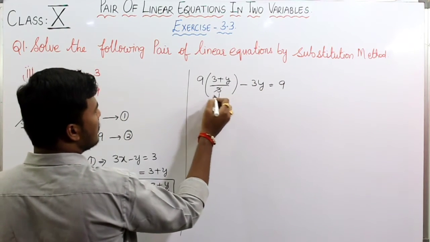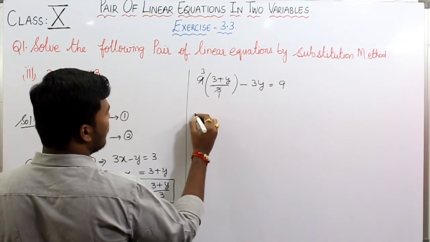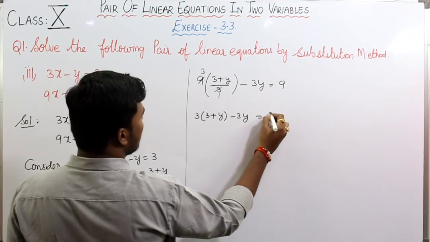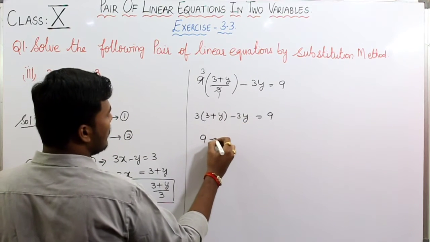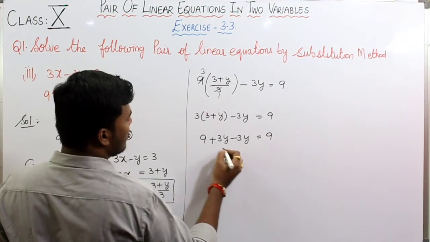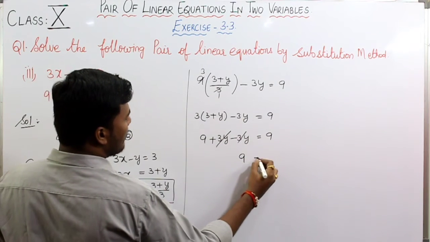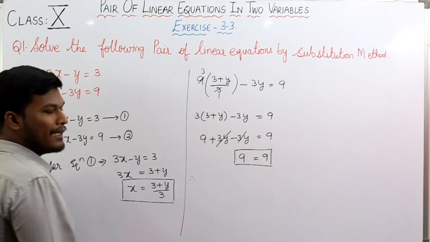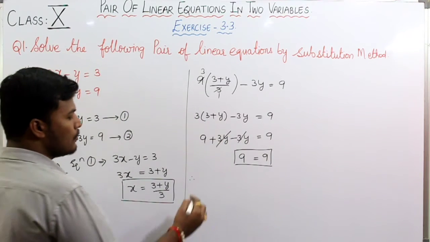So you can cancel it, 3 ones, 3 threes. Then you have 3 into (3 plus y) minus 3y is equal to 9. So 3 threes is 9 plus 3 into y is 3y minus 3y is equal to 9. So these two get cancelled. I am having 9 is equal to 9. So therefore when I get this, it is true.